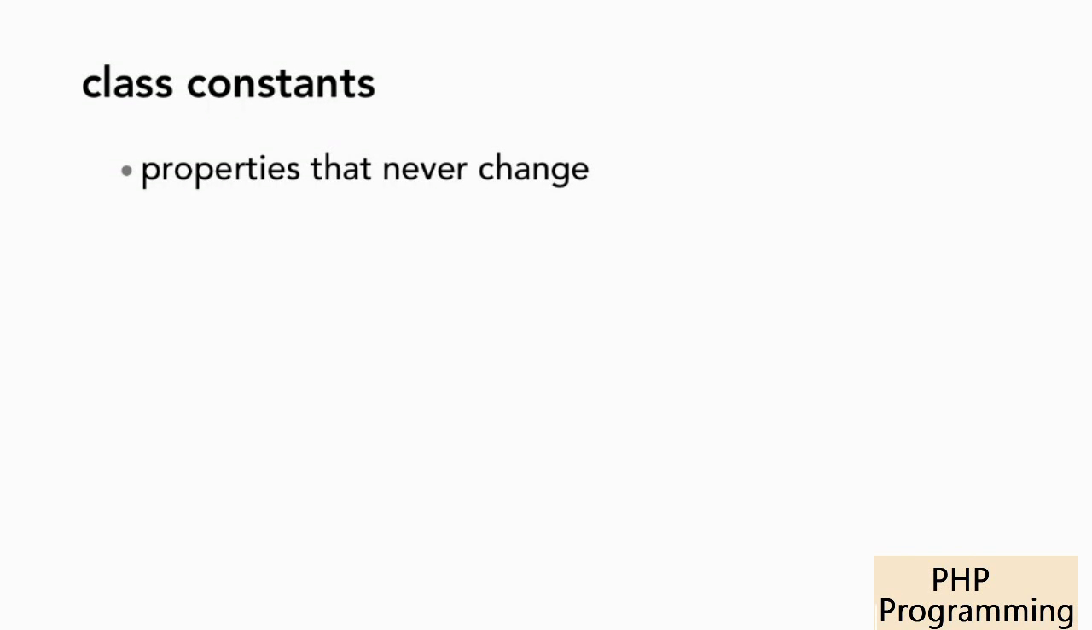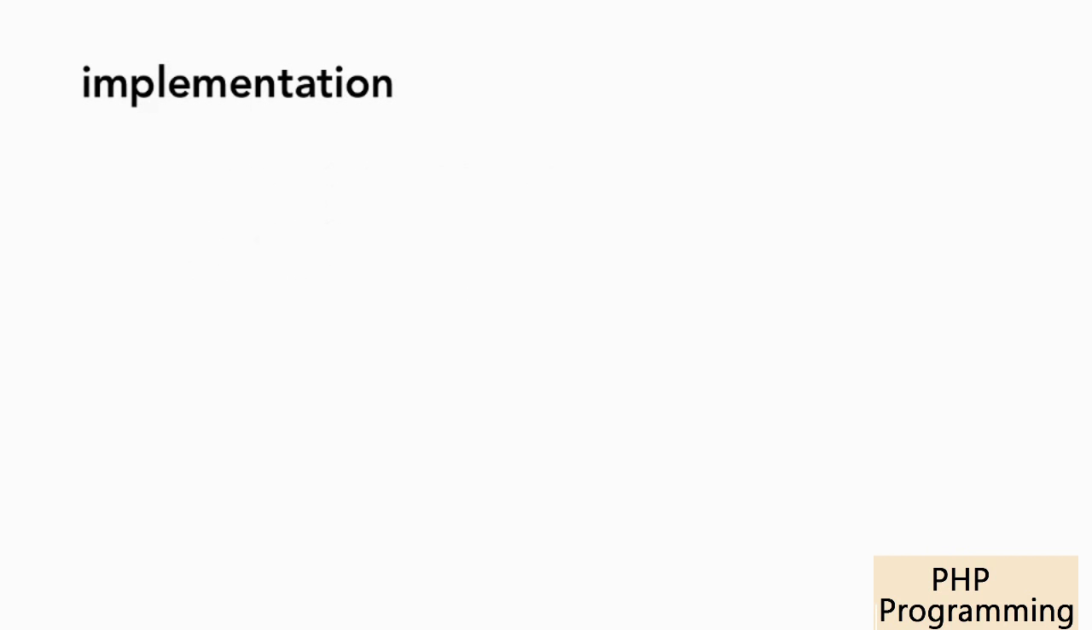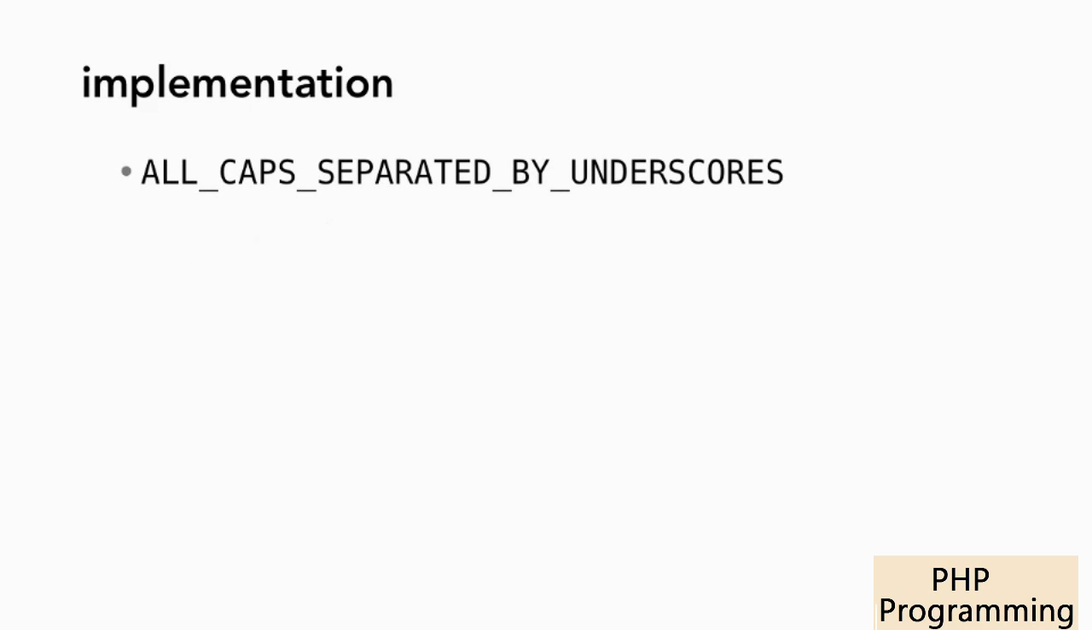property with a value that never changes. Constants are useful for defining things like error codes, data structure names, and things that have no need to change at runtime, if ever. While there is no restriction built into PHP, best practice dictates that constant names are in all capital letters separated by underscores.